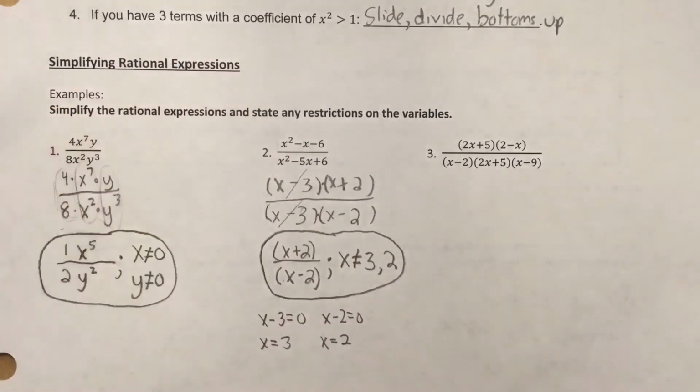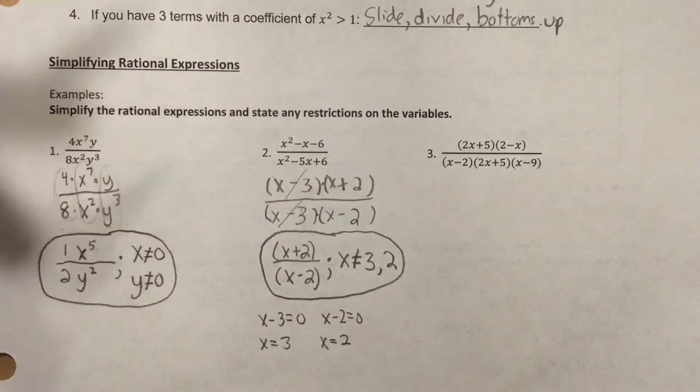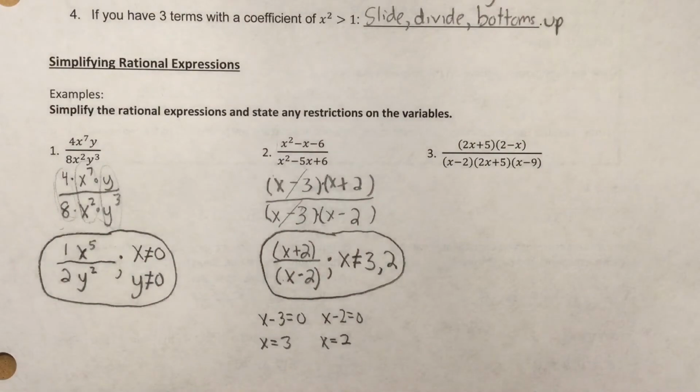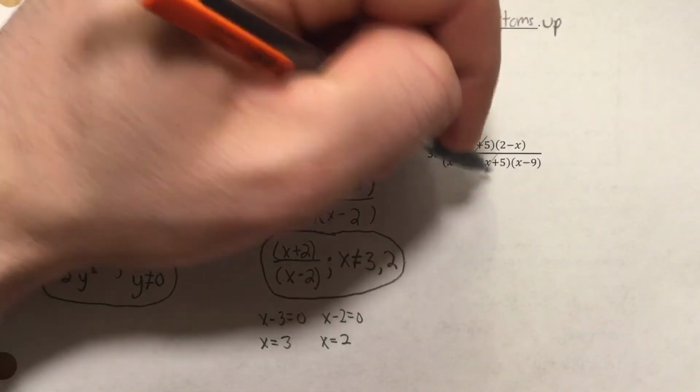All right, for number 3, this is already factored. It's already separated by multiplication. And the first thing you're probably going to see is that, oh, great, 2x plus 5, 2x plus 5.